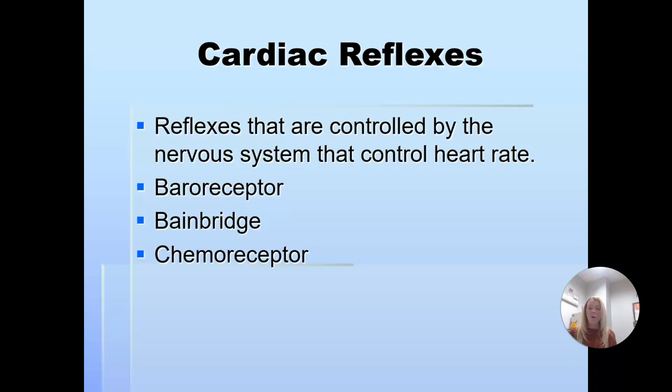There are a couple of cardiac reflexes that we're going to talk about, three really: your baroreceptor reflex, your Bainbridge reflex, and chemoreceptor reflexes. They're all going to work to try to maintain homeostasis in one way or another. So the big thing I want you to remember about each one of the reflexes is what bodily function they're controlling. For example, the baroreceptor reflex is the first one.